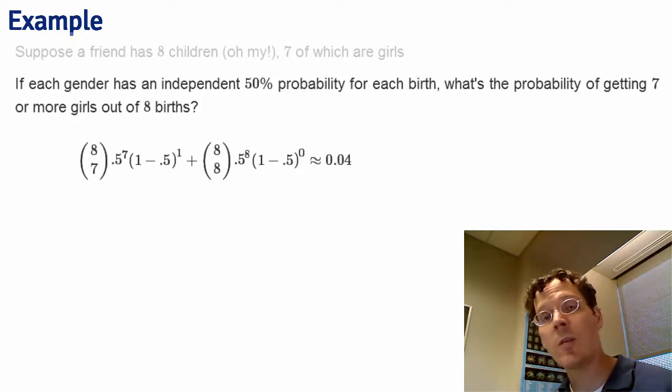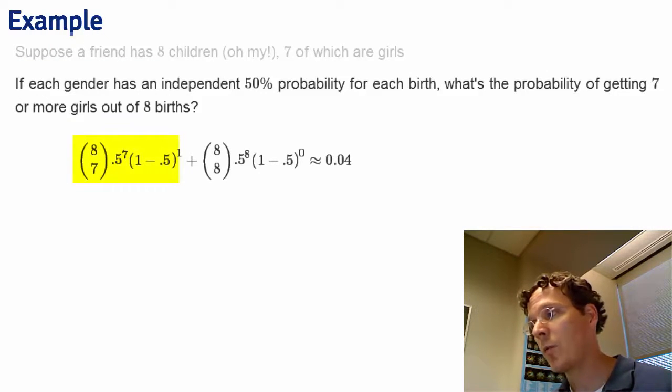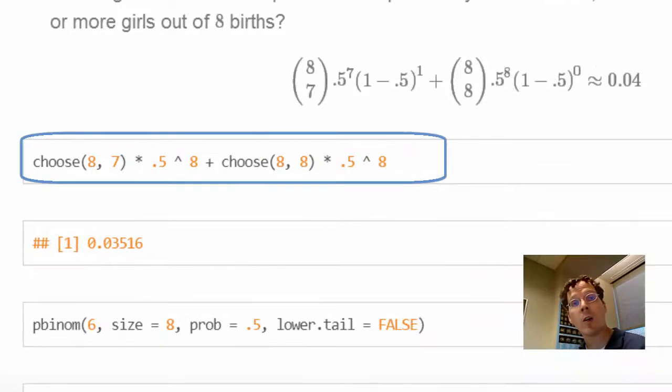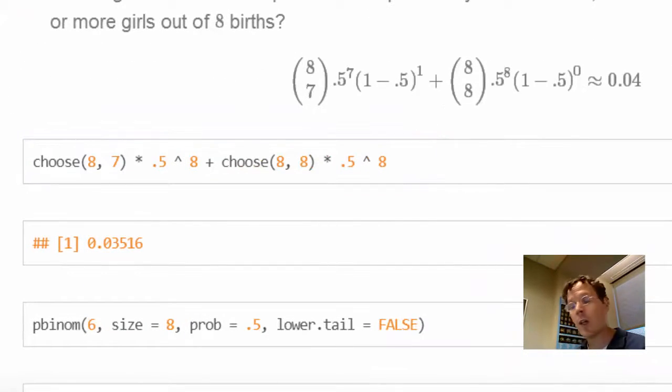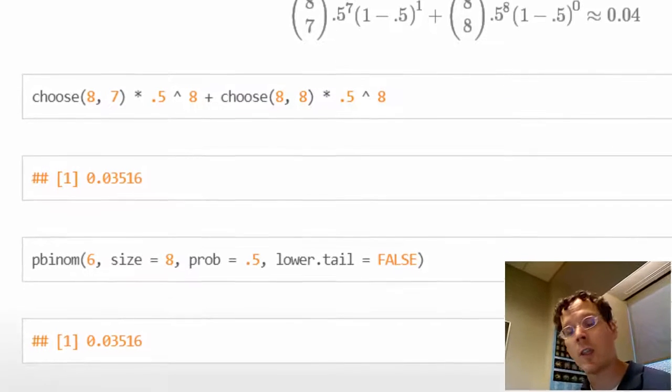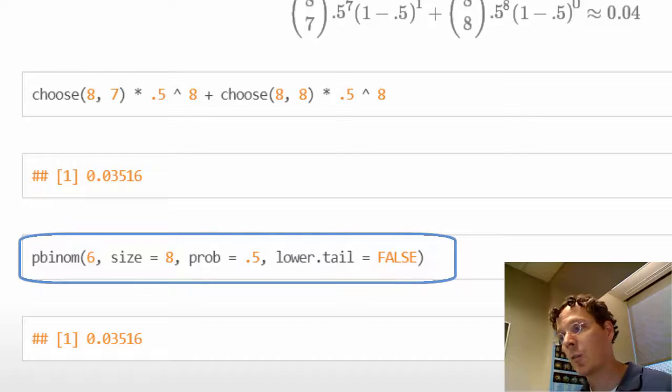That's the probability of 7, which is 8 choose 7, 0.5 to the 7, 1 minus 0.5 to the 1, plus 8 choose 8, 0.5 to the 8, 1 minus 0.5 to the 0, which works out to be about a 4% chance. Here I give you the R code for performing this calculation. Also, as with most of the common distributions, there's an R function, pbinom, that gives you these probabilities.